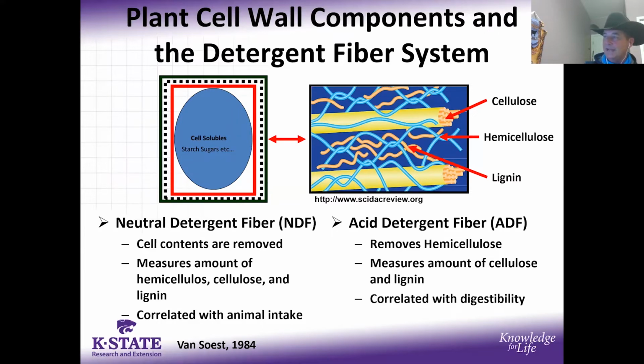On the other side, you've got acid detergent fiber, or ADF. This is going to remove the hemicellulose. It's going to measure the amount of cellulose and lignin. Now, lignin's fairly indigestible, so ADF will always be correlated with digestibility. Just keep in mind on a report, the higher the number is on the ADF, the lower the digestibility will be.